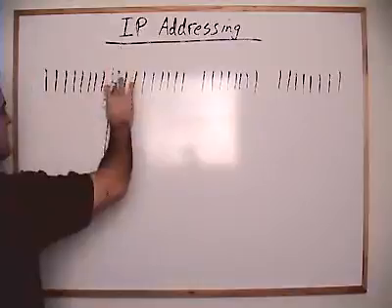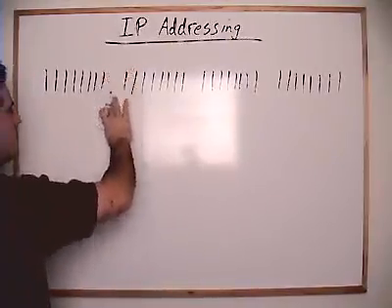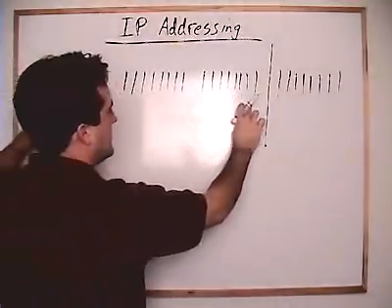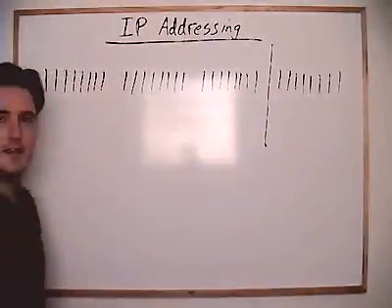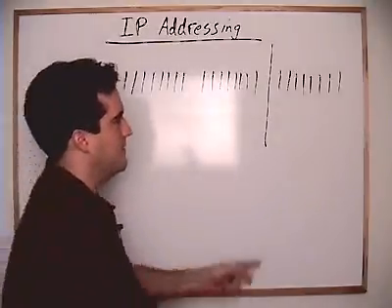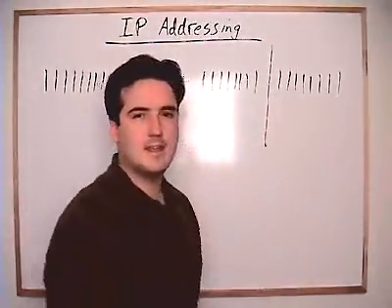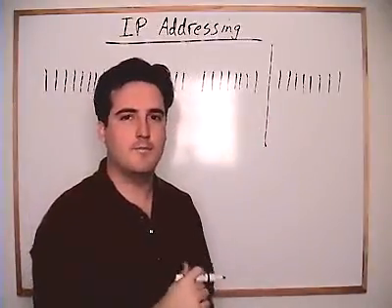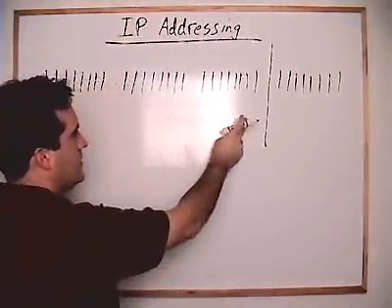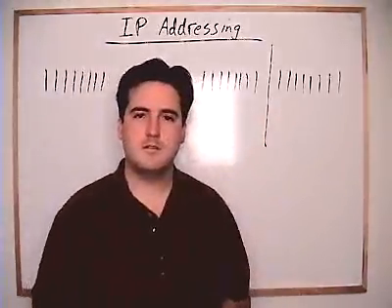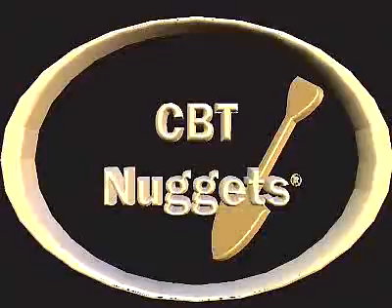Okay, what if I were to make the breakout over here? Well, now I've got a lot of bits that I can dedicate to creating multiple network segments, and I've just got a few bits that I can dedicate to making a number of hosts on that network. So I've got 24 bits to make networks, 8 bits to make hosts per network.